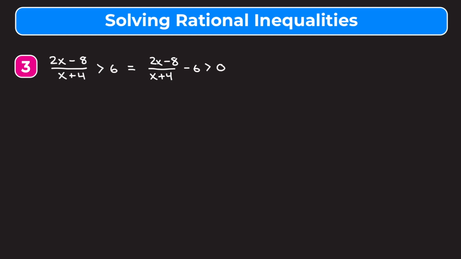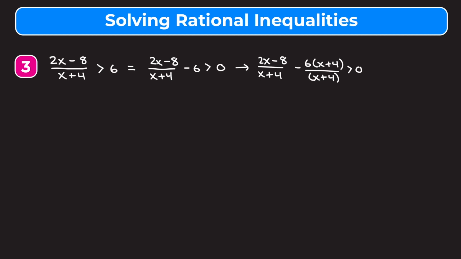And now we have to turn the left side into one fraction. So we're going to have to make a common denominator between (2x minus 8) over (x plus 4) and this minus 6. So what we want to do is make minus 6 have a denominator of x plus 4. So over here, we're going to keep 2x minus 8 as it is over x plus 4. And to make negative 6 have a denominator of x plus 4, we're going to have to multiply the top by x plus 4 and the bottom by x plus 4. And we know this is greater than 0. And now we're going to have to simplify this and combine it.